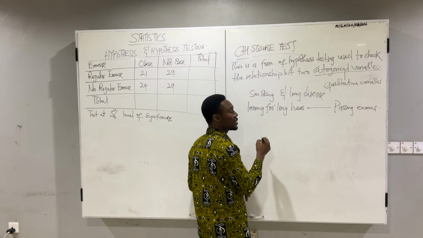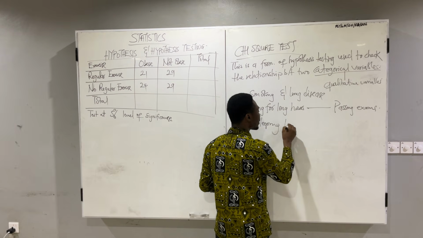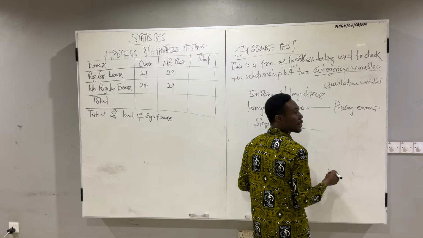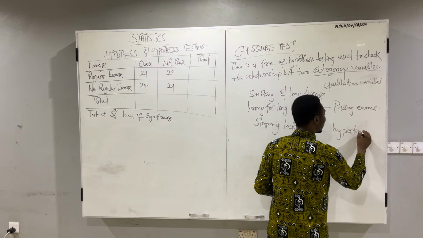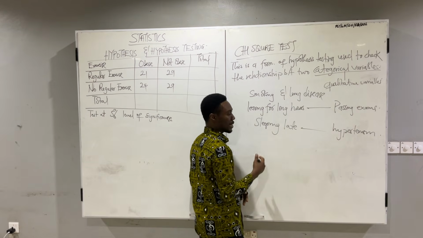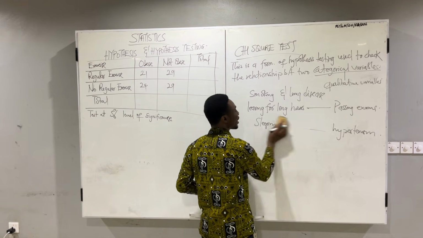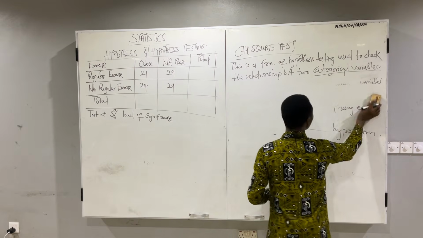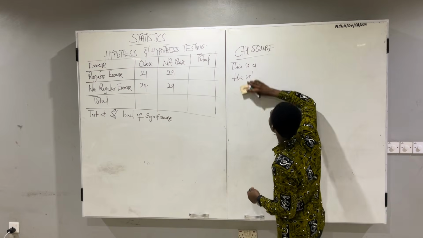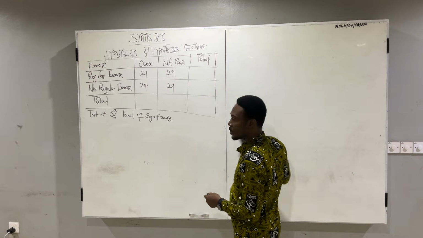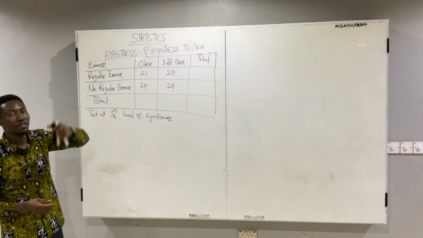If you want to look at the relationship between sleeping late and then, let's say, hypertension, you see, these are all two categorical variables. Okay, so if you want to look at the relationship between the two, we can do chi-square test. So if we ask you, what type of hypothesis testing can we use to check the relationship between two categorical variables? That is chi-square test. Now let's look at an example of a chi-square test.